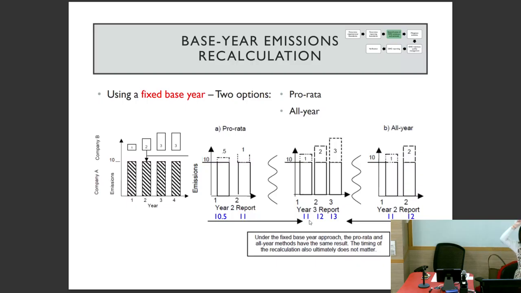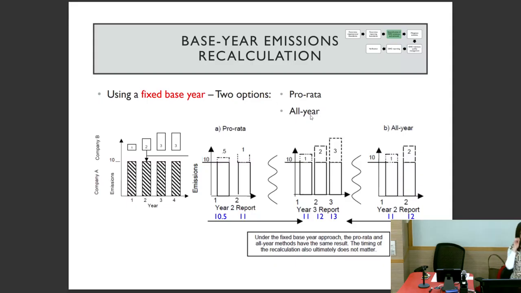So this is the most straightforward base year adjustment: fixed base year, pro rata. It is a fixed base year because we use year 1 as the base year for all the years. For the year 2 report, year 1 is the base year. For the year 3 report, year 1 is also the base year. So it is called the fixed base year. And it is pro rata because we are calculating the emissions by proportion, right? So apart from pro rata, we have all year.